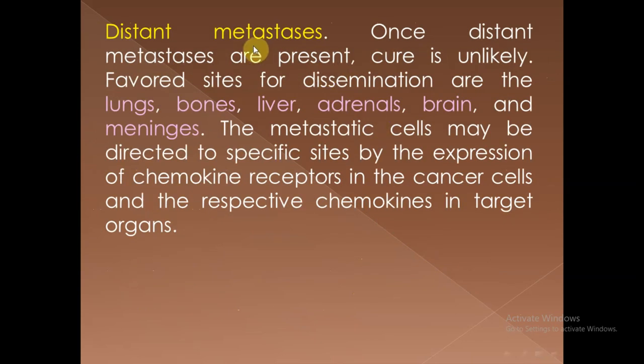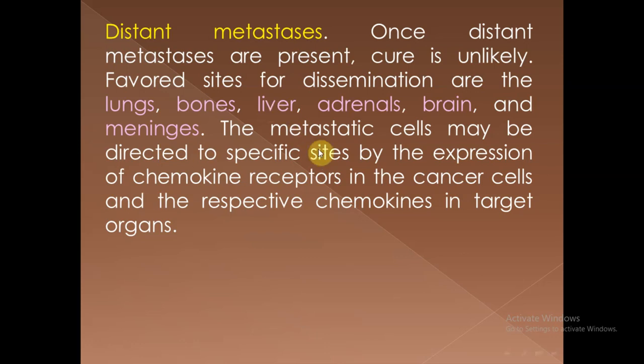Distant metastasis. Definitely distant metastasis carries worse prognosis because it gives a high stage of the tumor. The favored sites for metastasis of breast carcinoma include lung, bones, liver, adrenals, brain and meninges. Why these sites? This is called organ tropism, and organ tropism is related to the expression of adhesion molecules by the tumor cells, and their ligands are expressed on the endothelium of the target organs, so the tumor goes to these organs.